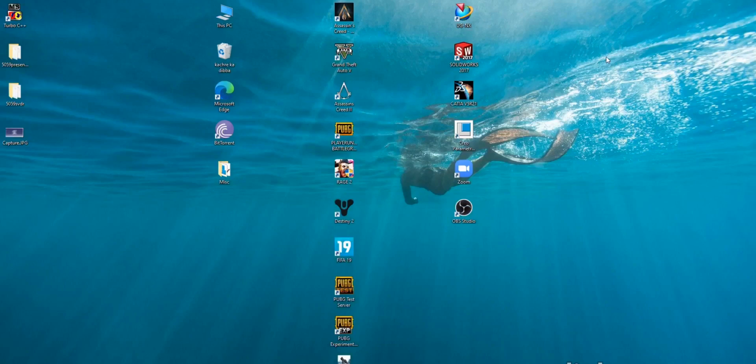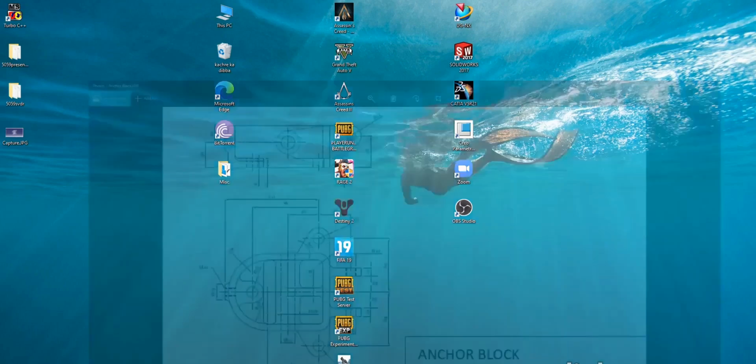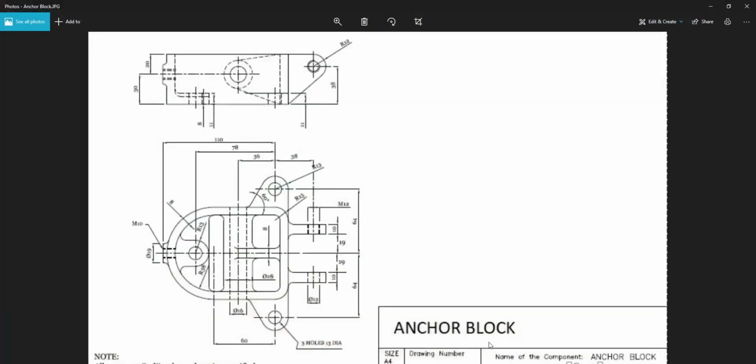Today I am going to familiarize you with anchor block modeling in CATIA. Friends, many a times we come across such drawings which we find a bit difficult to understand. However, if we observe carefully, they are actually not that difficult and easy to make. In such cases, we must read the drawing carefully and try to extract the major profile of the drawing.